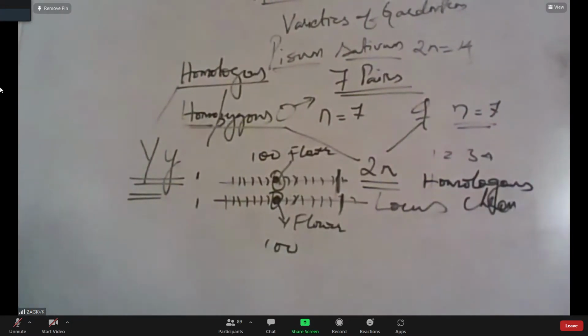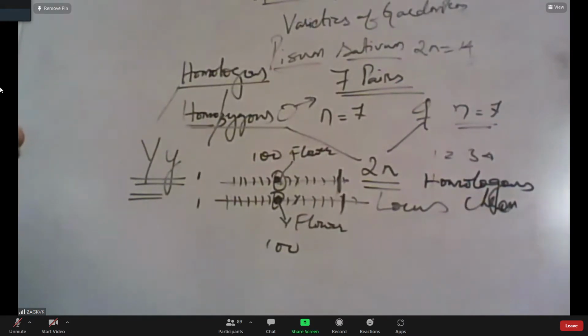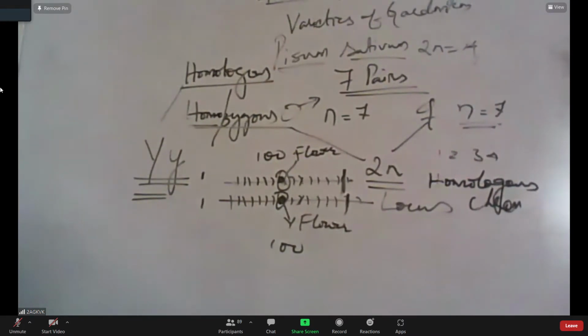A zygote resulting from the fusion of non-identical alleles is heterozygous. A zygote resulting from the fusion of identical alleles is called homozygous. Any doubts in this? Is it clear? Yes, sir.